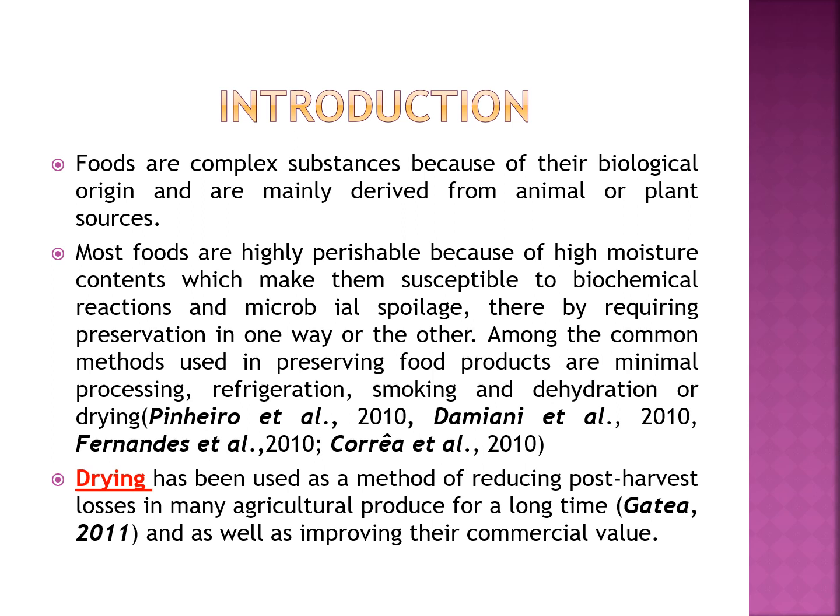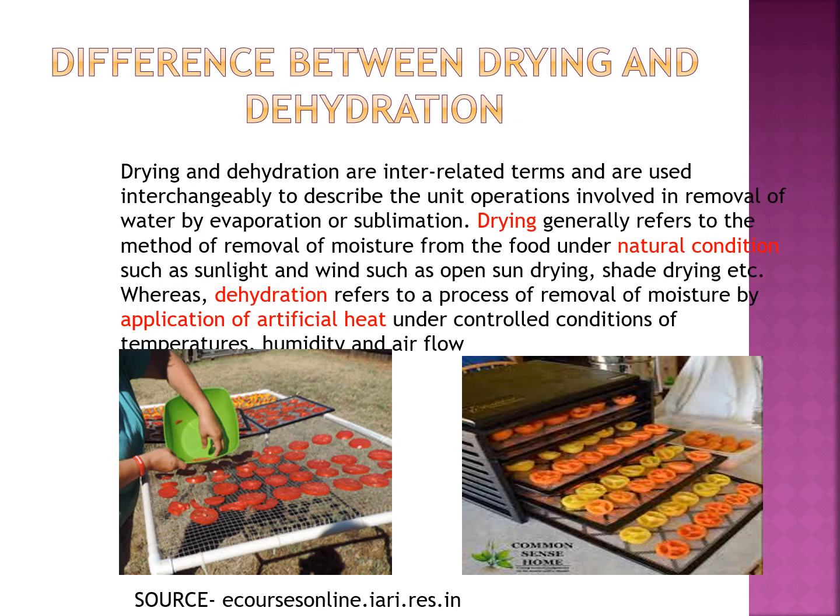Among the common methods that we use for preserving our food products are minimal processing, refrigeration, smoking, dehydration, or drying. Drying is one of the oldest methods and it is used for the reduction of post-harvest losses in many agricultural produce and to improve their commercial value.